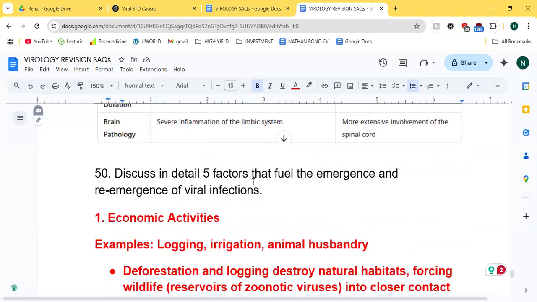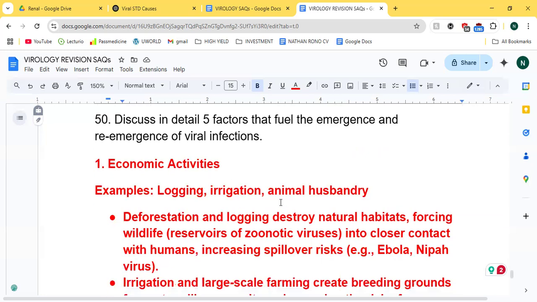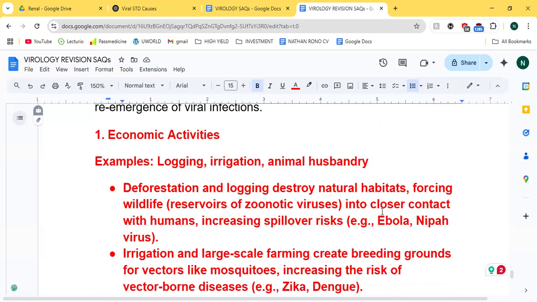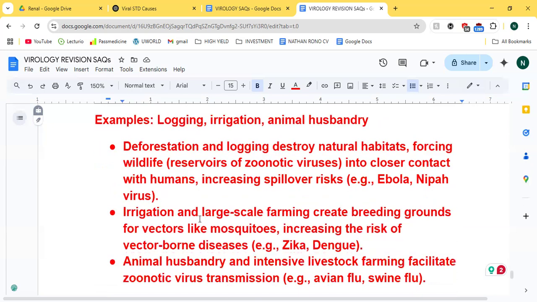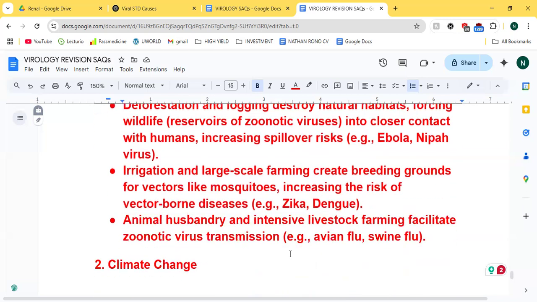If I was to go through them: economic activities like logging, irrigation, animal husbandry, things like Ebola, Zika. Once you're having deforestation, the animals that cause Ebola will now spill over to human beings, so we are coming into closer contact with these monkeys and all those. Then irrigation, as you can see, you're increasing breeding grounds for mosquitoes, so things like Zika, dengue will re-emerge.